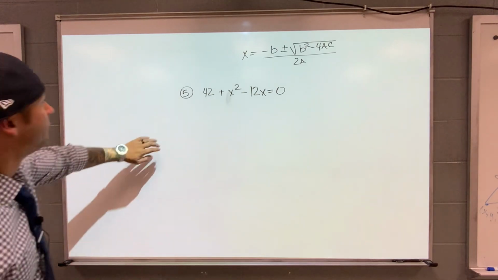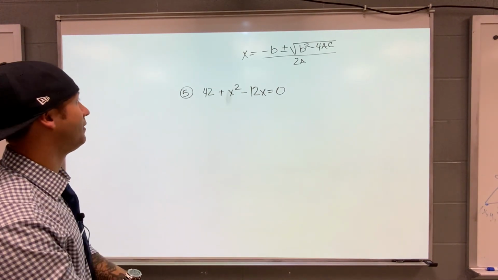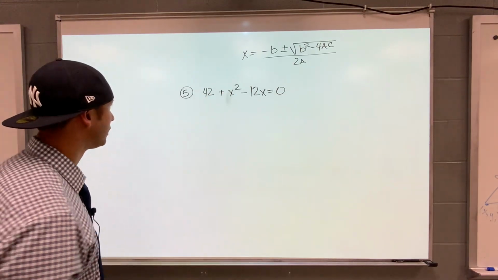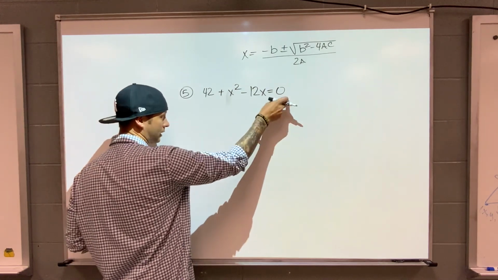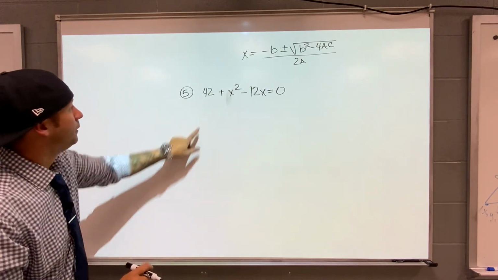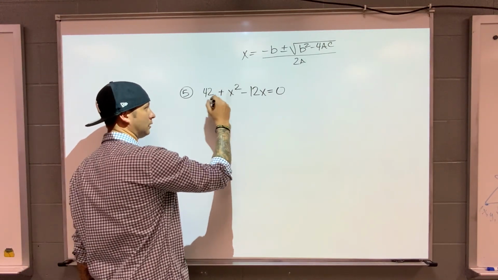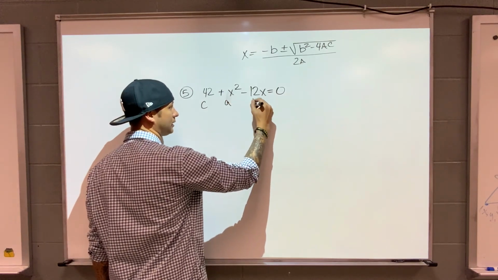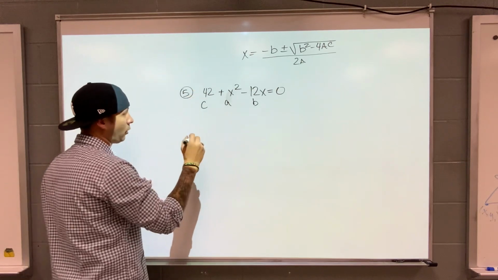All right, number 5. 42 plus x squared minus 12x. Okay, so they're trying to throw us off here by mixing up the numbers. So if we put them in descending order, right, x squared, x, and then the constant, we can move 42 over, right? But we're smarter than that. So this is my c value, this is my a value, this is my b value. So let's plug in to the quadratic formula.